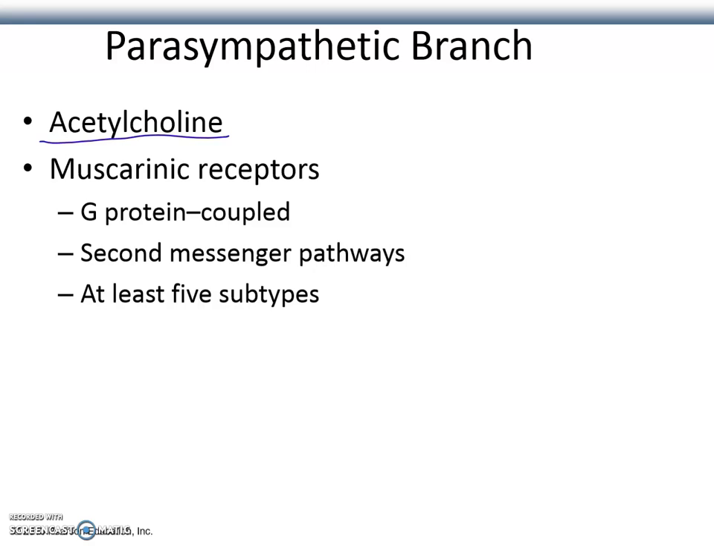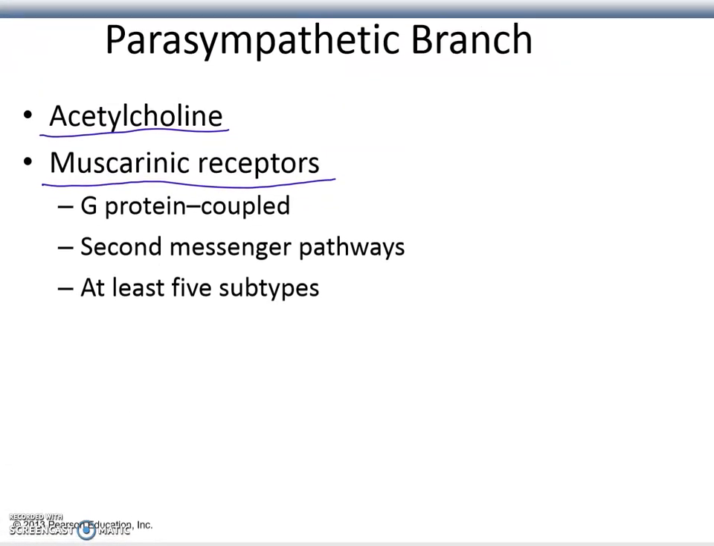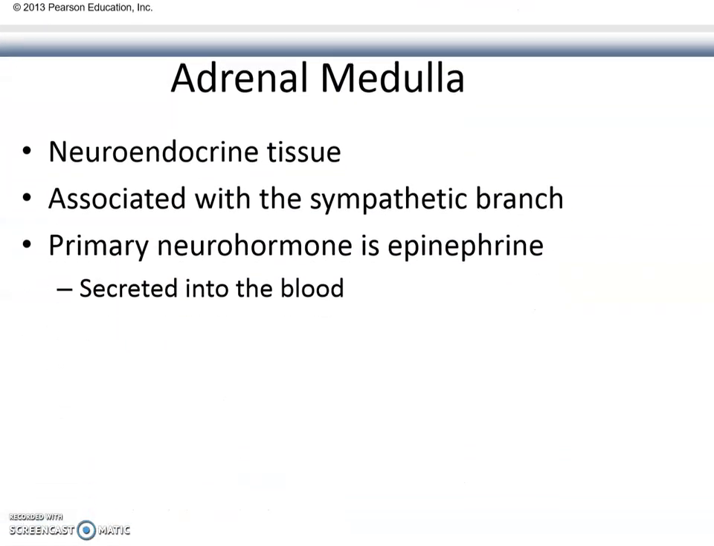Okay, so on the parasympathetic side, we're always using acetylcholine, both at the ganglion and then at the synapse from the postganglionic neuron to the target tissue. At that juncture, we're using the muscarinic type of receptors, and those are all G protein coupled receptors using second messenger pathways, and there are at least 5 subtypes. And lucky for you, right now you don't have to worry about that, but if you're taking pharmacology at some point, you will have to worry about that.